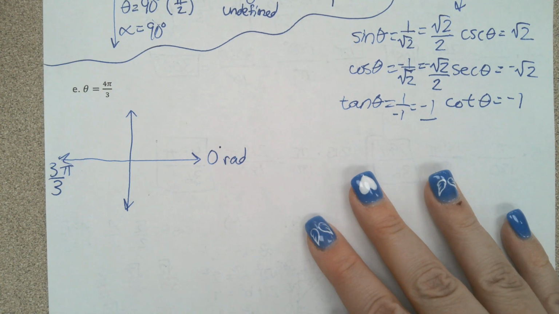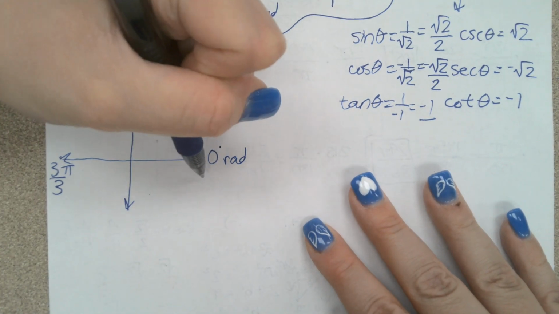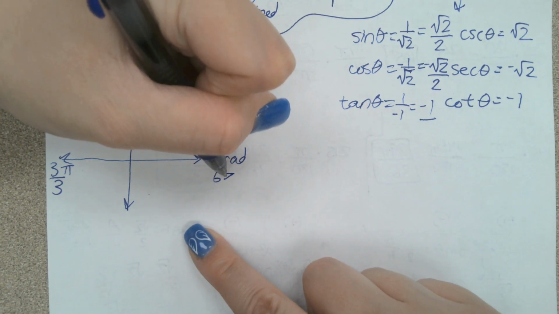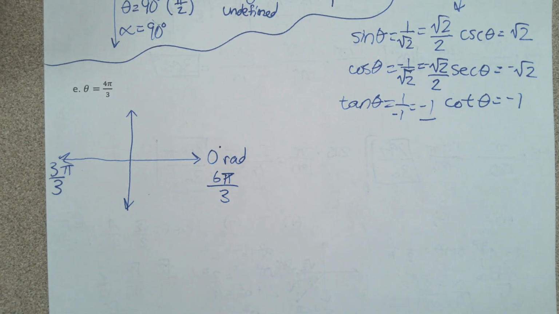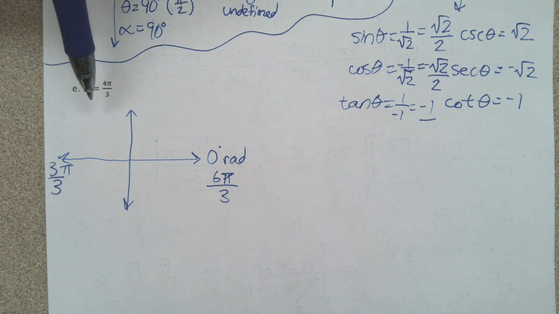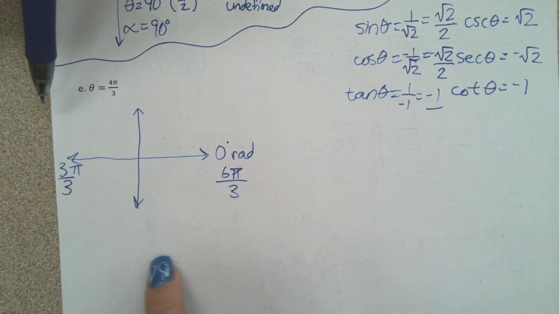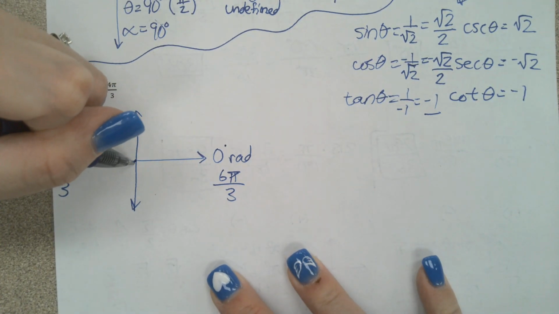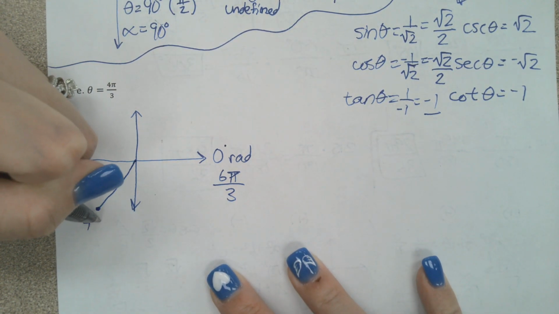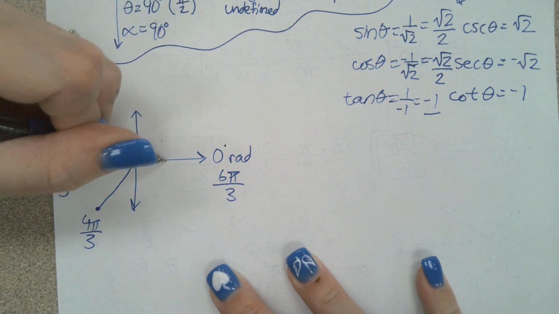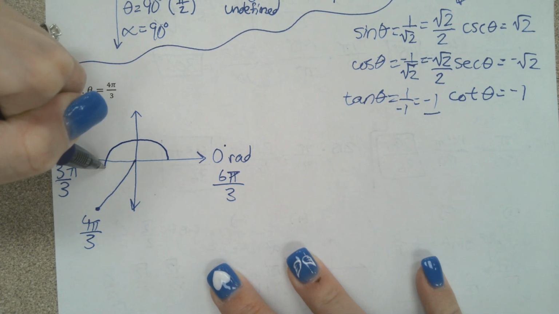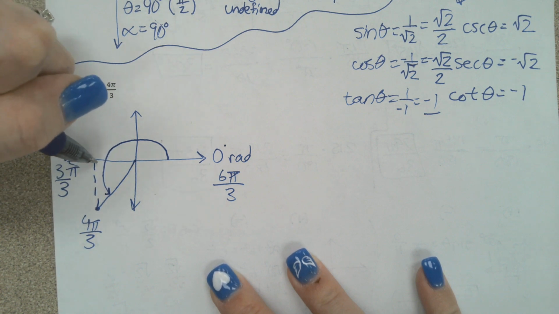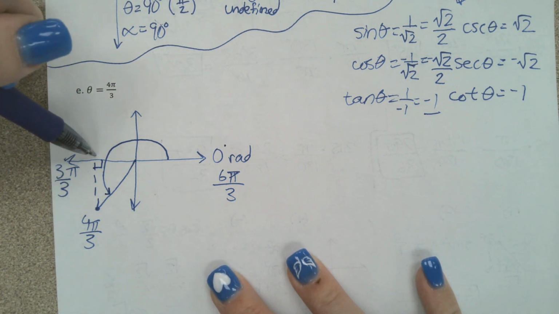And then if I made it all the way back around again, this is 2 pi, which is 6 pi over 3 in this problem. 4 pi over 3 is obviously in between 3 pi and 6 pi over 3. It's a tad closer to 3 pi over 3. So I'm going to draw it here. Remember the line this time. Finish the triangle. Always come up and meet the x-axis.